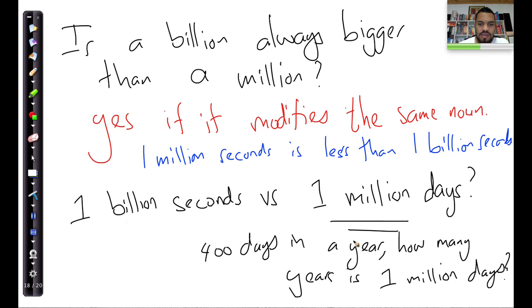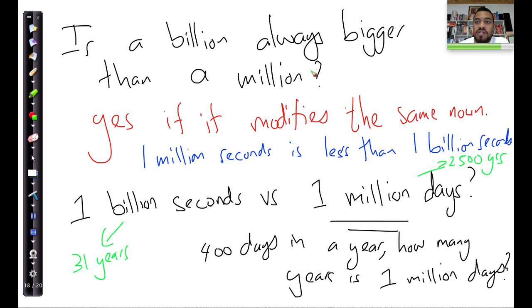I want you to just think about that. And then in this case, you should come out to an answer that tells me, 1 billion seconds versus 1 million days. 1 billion seconds is roughly equivalent to 31 years, whereas 1 million days is roughly equivalent to 2,500 years. So in this case, 1 million is bigger than a billion.